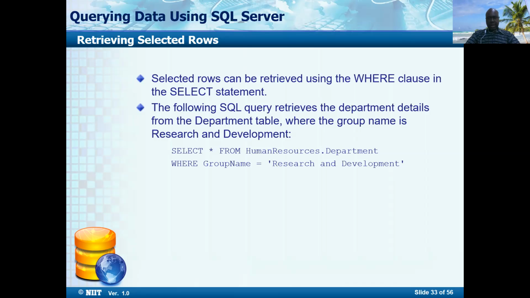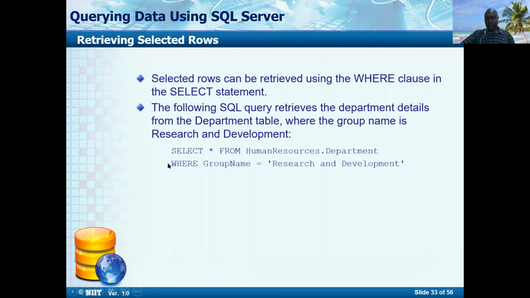The following SQL query retrieves the department details from the department table where the group name is research and development. So as you can see, we start with a select statement. The asterisk means we are retrieving data from all the columns from a table whose schema is called human resources. A table is called department.